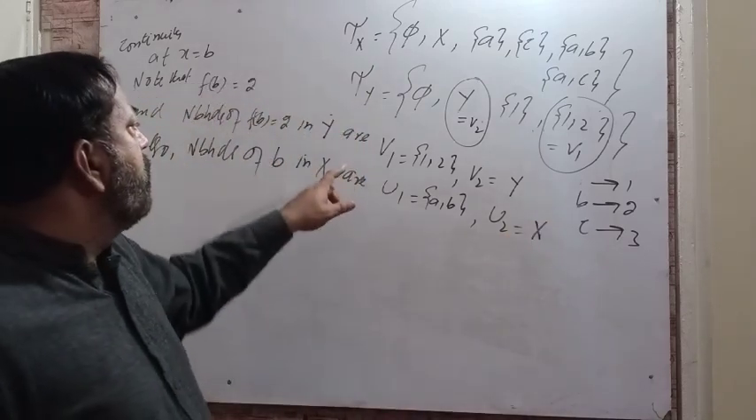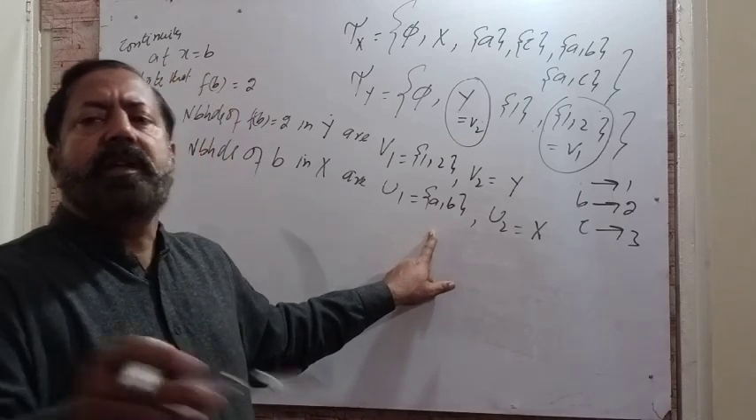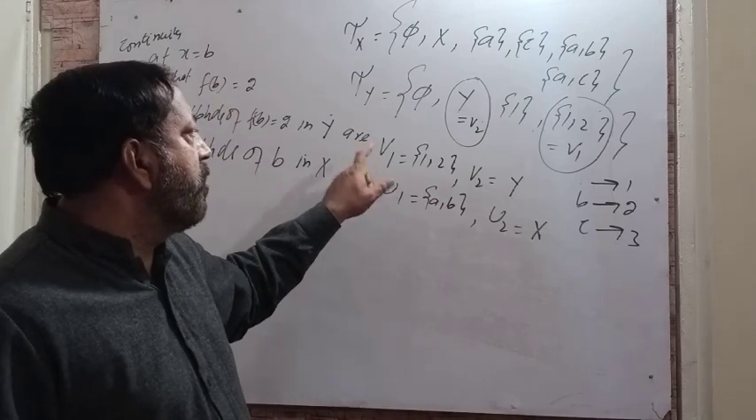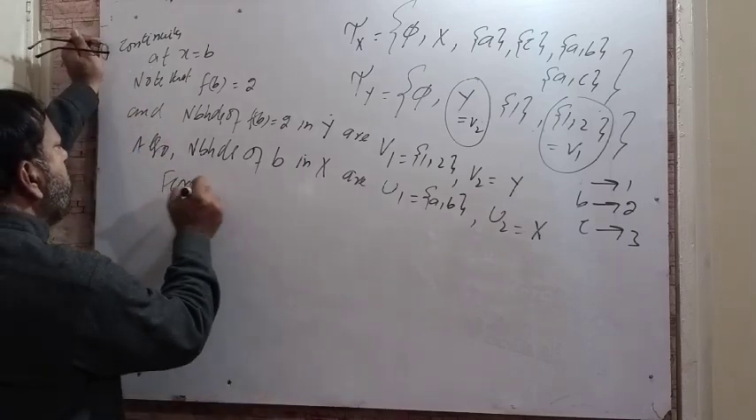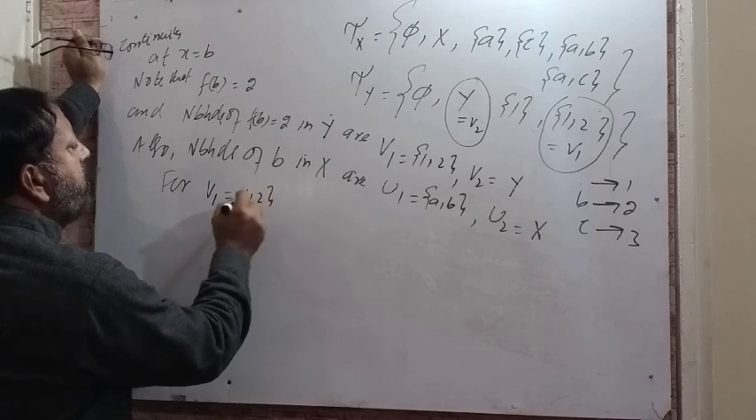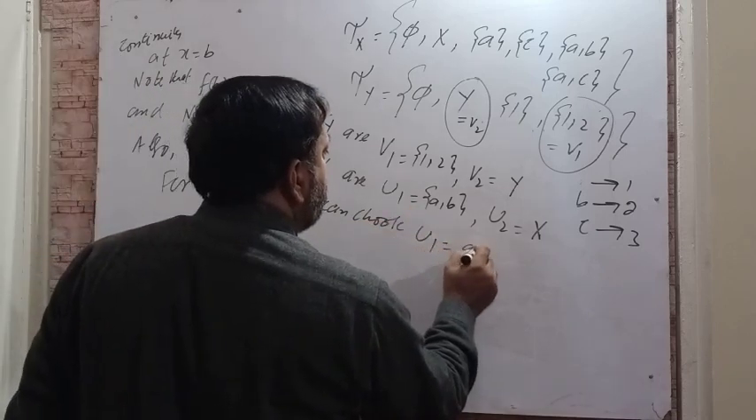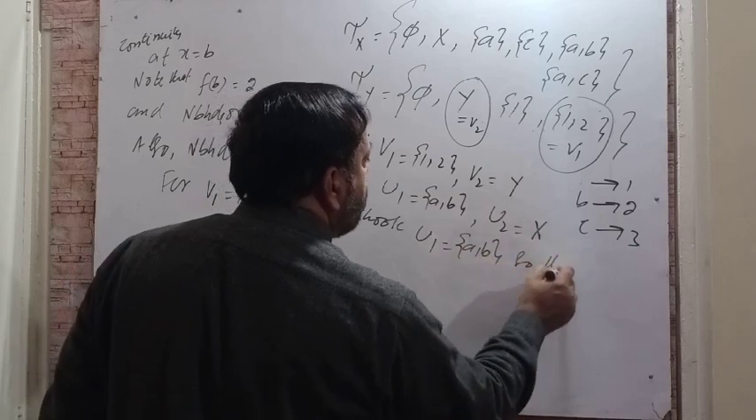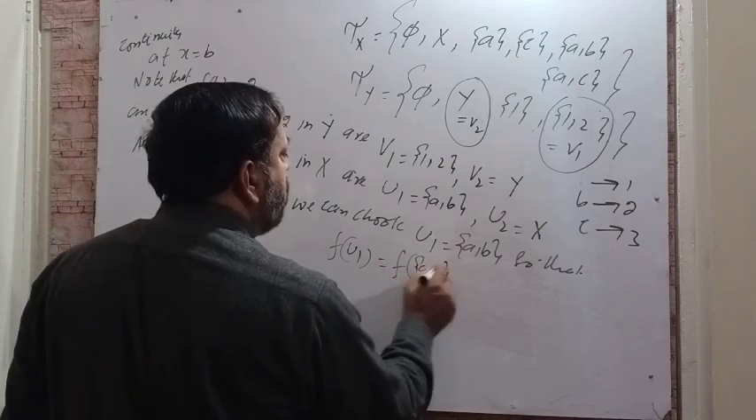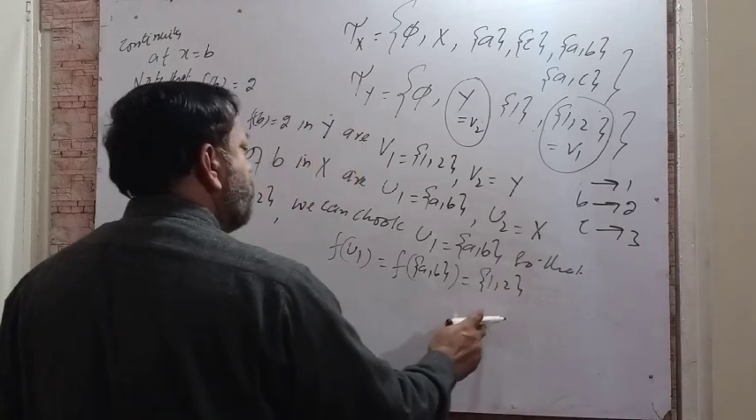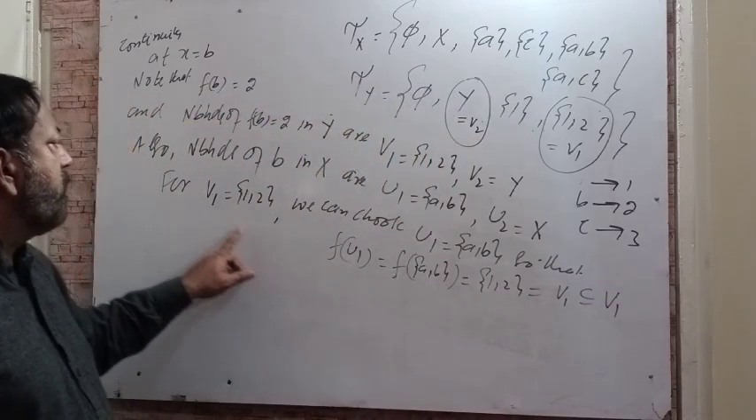Again, for every neighborhood v of f of b, can one of these survive to satisfy the definition? We will check. You have to check corresponding to every v1, v2, v3, whatever. So for V1, which is equal to {1,2}, we can choose U1 equal to AB, so that f of U1, which is f of AB, is equal to {1,2}, in fact this is V1, which contains V1.